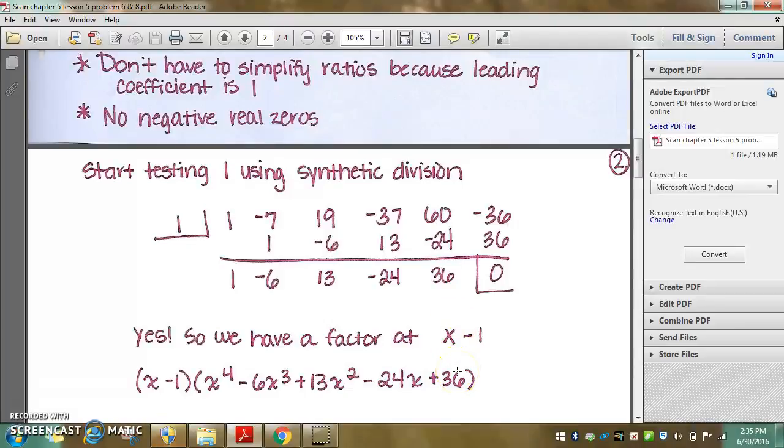Okay, so this is where we stopped on example 5. We were done here, okay? But we're not done here.